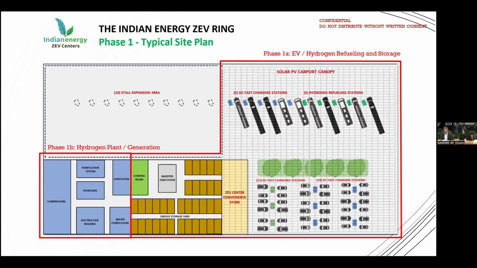Each one of these sites takes about 5 to 10 acres, depending on whether or not the hydrogen plant is included. Not every location would include a hydrogen plant. They'd be strategically located throughout the ZEV ring to be able to make sure that hydrogen can be distributed to each one of the locations.